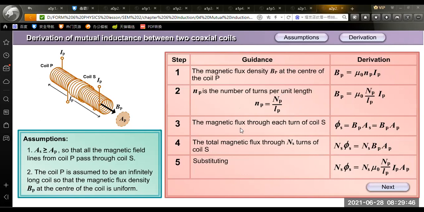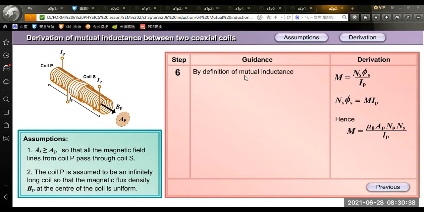The magnetic flux through each turn of coil S will be equal to Bp AS, and it will be Bp AP. So from here, the total magnetic flux through Ns turns of coil S means Ns times the magnetic flux of S, equal to Ns Bp AP. At the end, Ns phi S equals Ns mu naught Np Lp Ip AP.